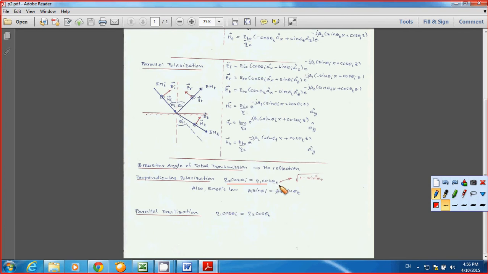Because you already know theta I, if you're looking for theta I and you want to find theta t, you also use Snell's law, beta 1 sine theta I equal to beta 2 sine theta t, and then you can write your theta t in terms of theta I, and in that case you can find your theta I. Okay, so use simple math. Same thing for the parallel polarization.